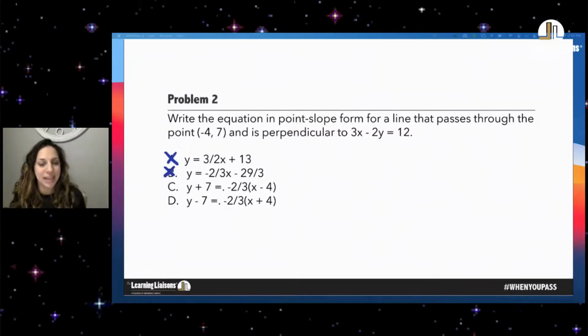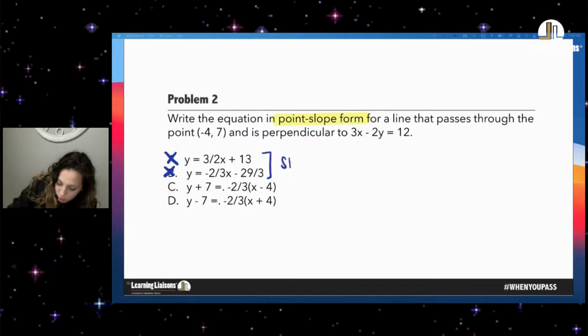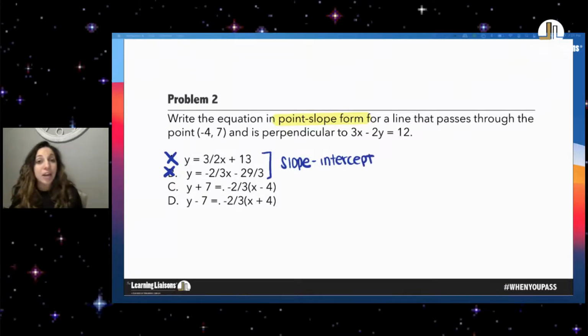Why is that? Because the question specifically asked for point slope form, and that is not point slope form. These are both written in slope intercept form. How do I know that?